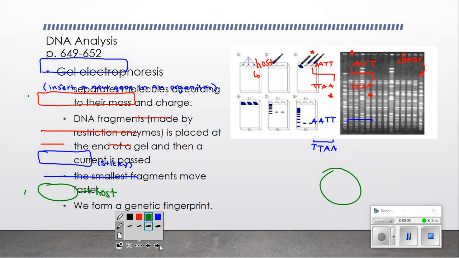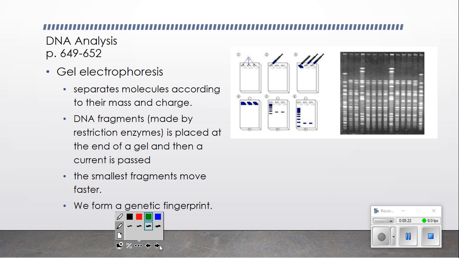Now, another technology, and we will look at this one pretty specifically, is something called gel electrophoresis. If you ever wanted to talk about gel electrophoresis and you could not remember the word electrophoresis, you could just say DNA analysis on gel and tell me about it and not use the word electrophoresis.